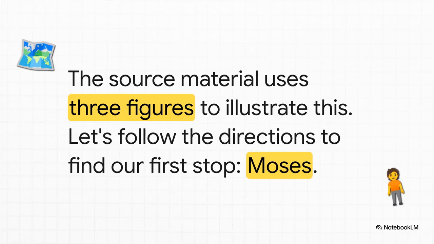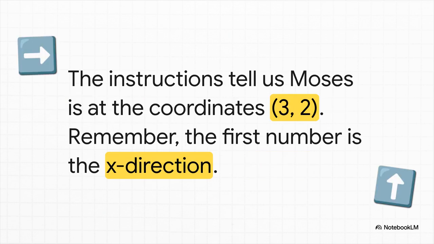So to really see this in action, the source material for this explainer uses a few well-known figures as landmarks. Let's get our directions and find them on the map. First up, we're looking for Moses. Our instructions say Moses is at the coordinates 3, 2. Now, the golden rule here is you always use the x value first, then the y value. So our directions are 3, then 2.